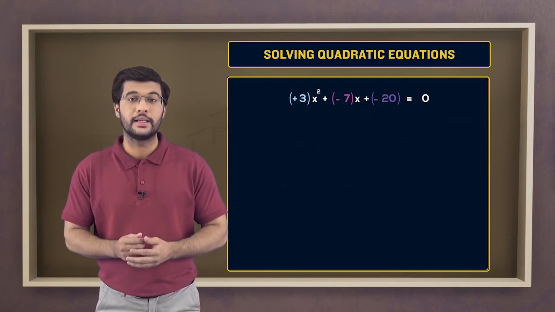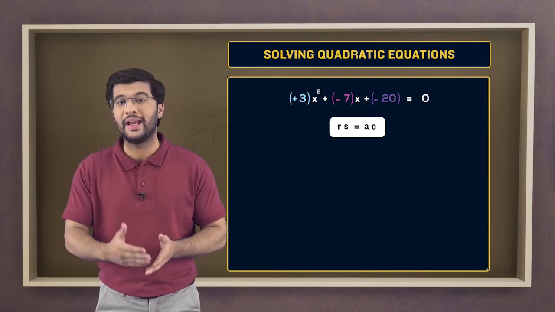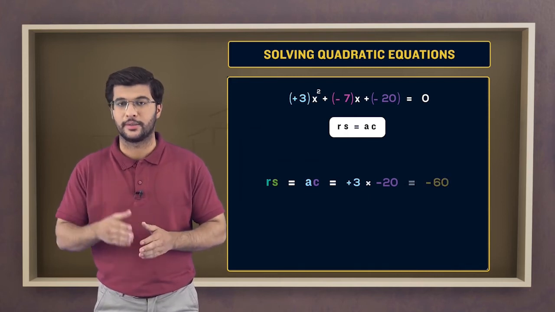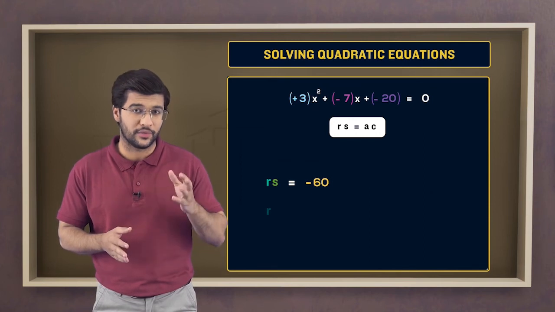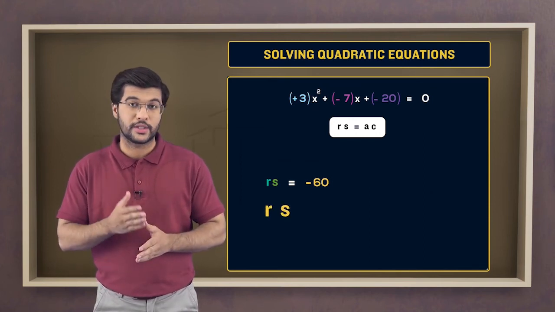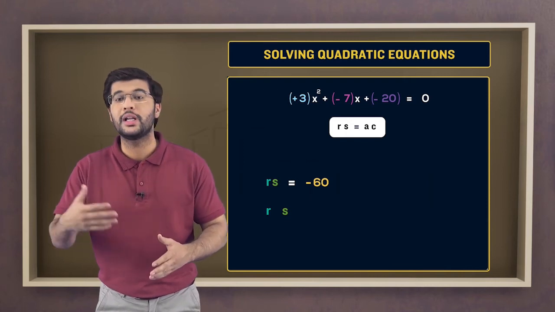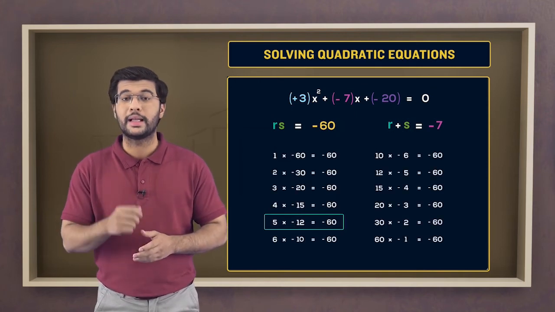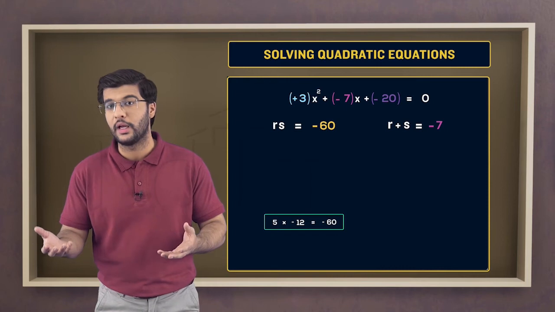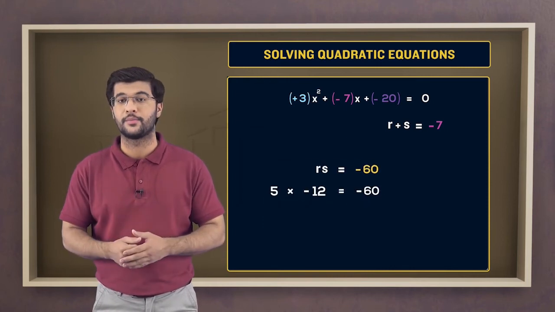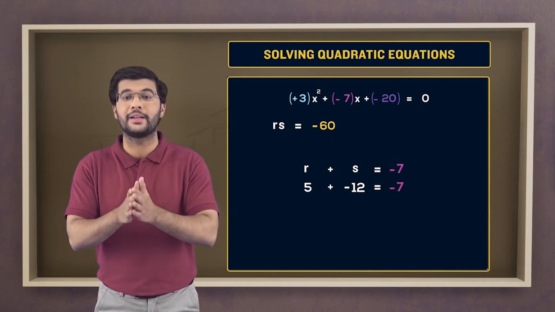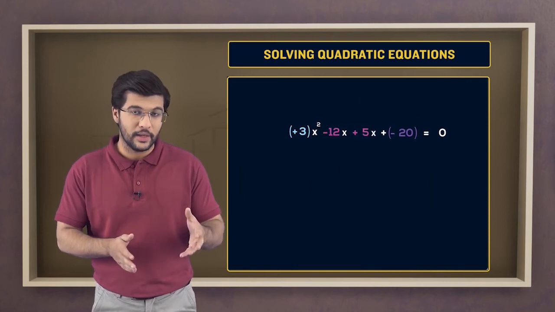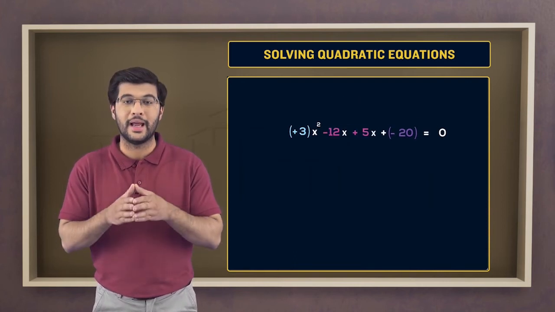Now, we just learned that r into s is equal to a into c. That is 3 multiplied by negative 20, which gives you negative 60. And to get the individual values of r and s, we need to figure out two such factors of negative 60 that should total up to negative 7, the value of b. And if you observe here, you can tell that negative 12 and positive 5 are those required factors of negative 60, which when added results in negative 7. So this means that negative 7 can be written as minus 12 plus 5 along with the same variable x.